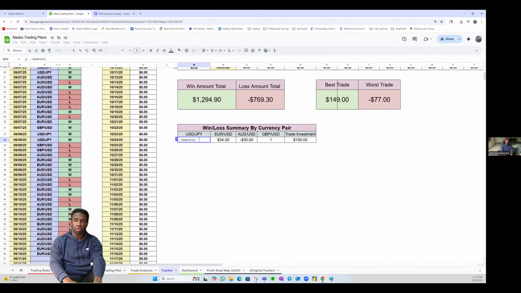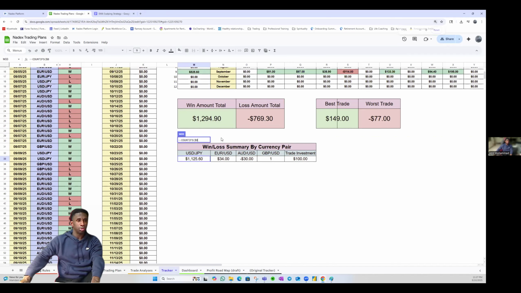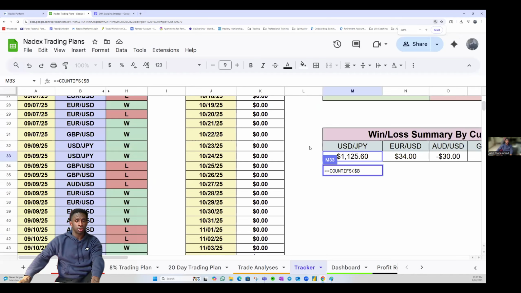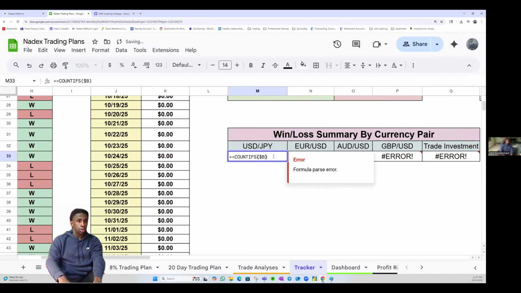No ifs. B. Let me zoom in for y'all. I probably can't even see that. So we're gonna do B8 to B301, USD JPY.